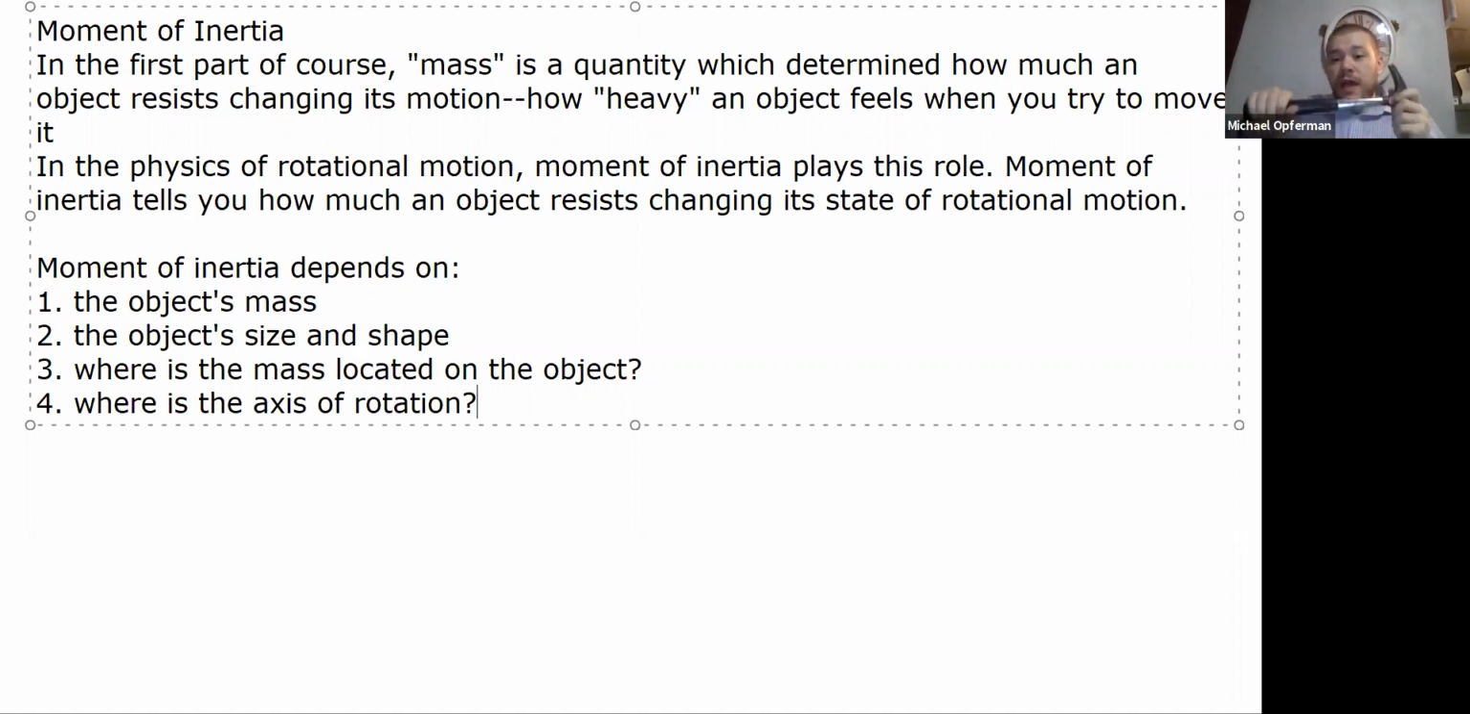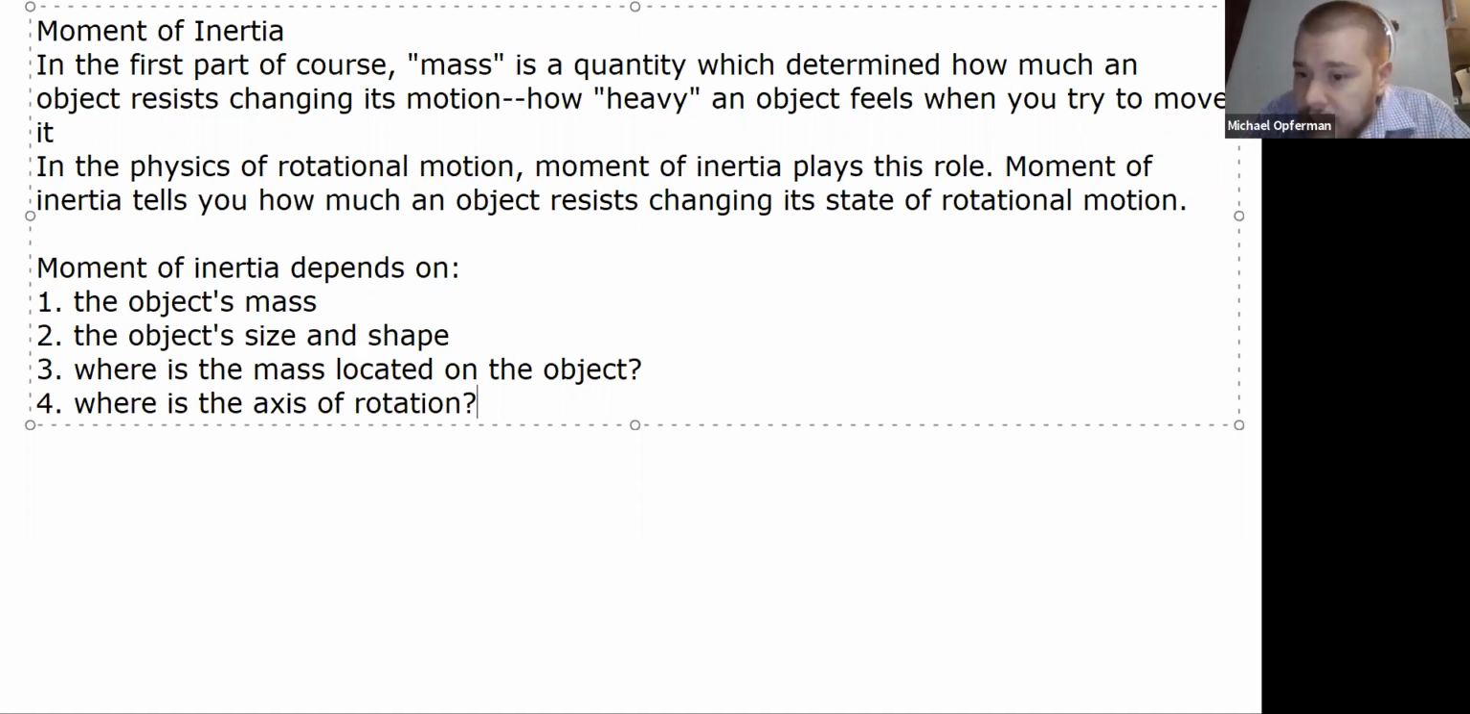And same thing goes for the hammer. If I swing the hammer like this, it feels quite heavy. If I grab the hammer by its center of mass, which is about here, and rotate it like that, it feels much lighter. So that makes a big difference. Where is the axis of rotation on the object? As a result, you can see that moment of inertia is affected by lots of different things.